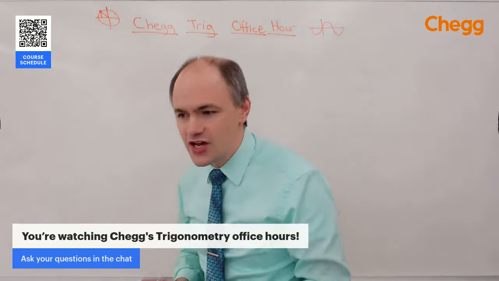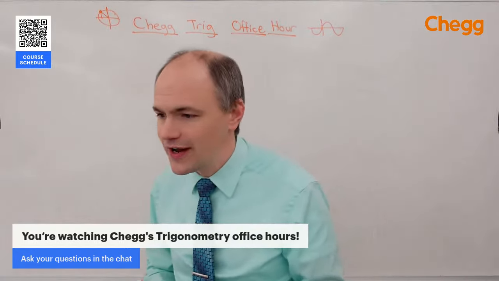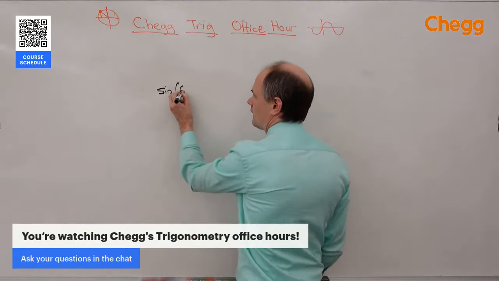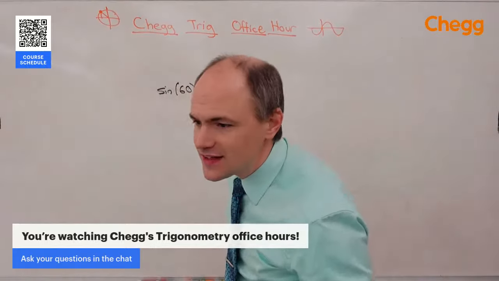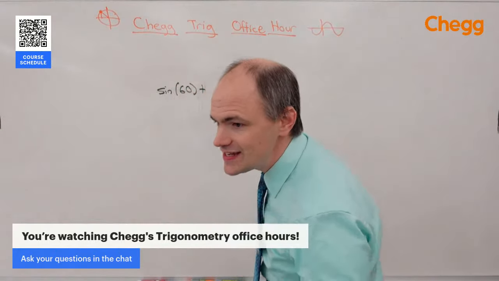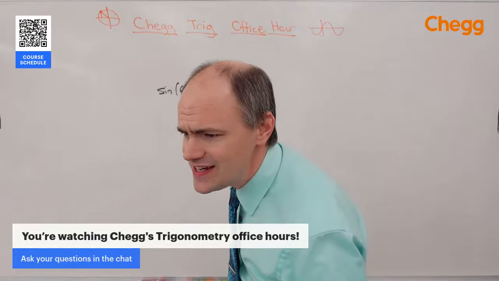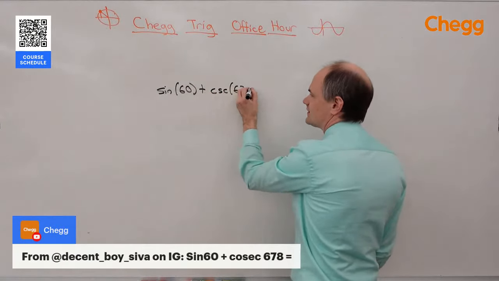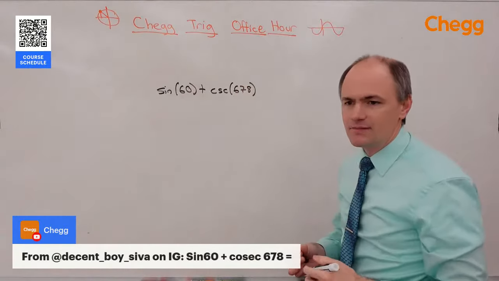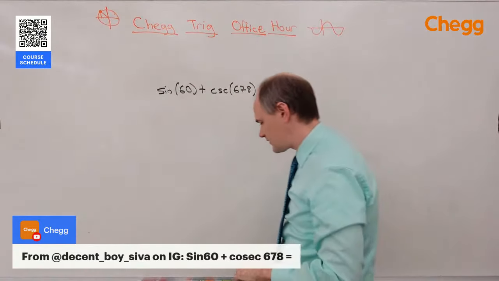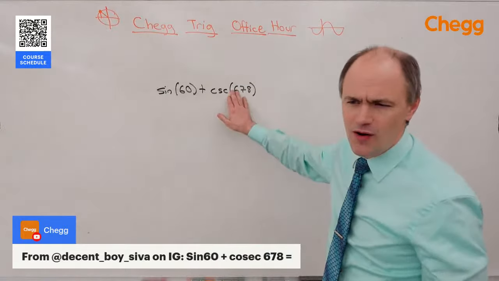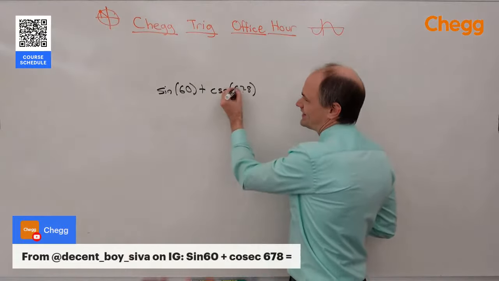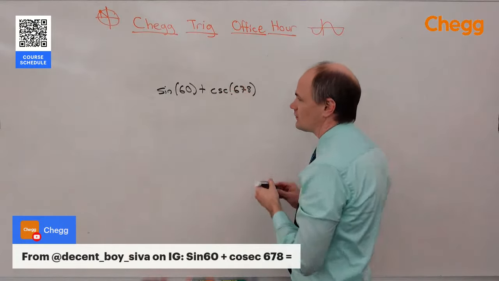We got a little computational problem from Instagram. Sine of 60 plus the cosecant of 678. That's cosecant of 678. Let's see what we can do with this problem. I'm not sure exactly. I'm worried that that 678 is a typo of some sort, but we'll work with it and see what we can at least simplify and what we can learn from this.